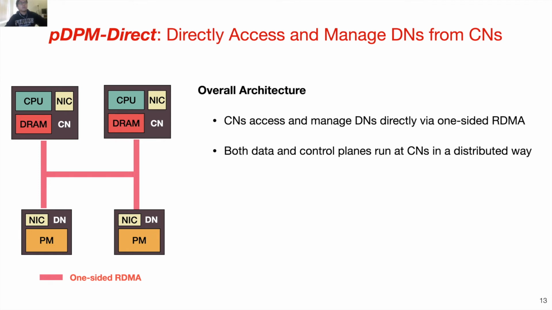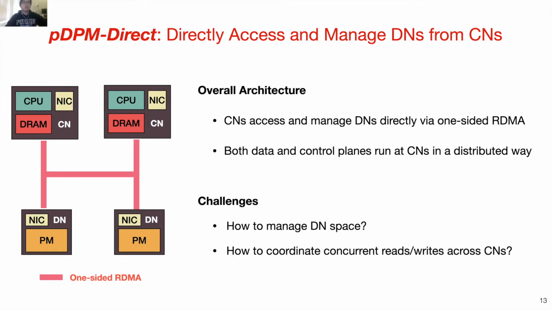In this mode, CNs are regular servers that access and manage DNs directly via one-sided RDMA. Both data and control planes run within CNs. The key feature of PDPN Direct is the distributed, unorchestrated CNs, which results in two design challenges: how to efficiently coordinate the management of DN space, and how to coordinate concurrent reads and writes across CNs.